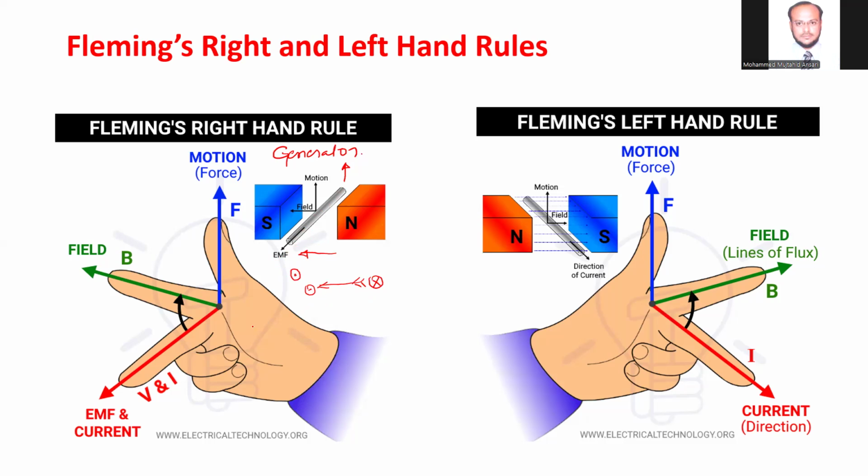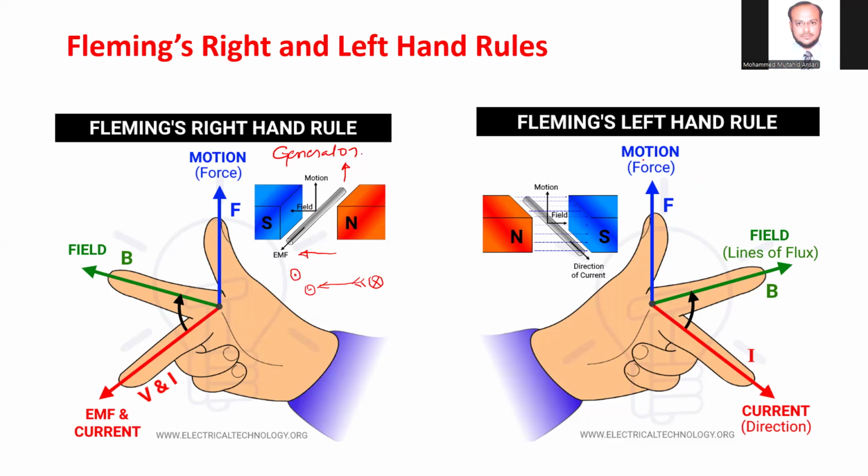So Fleming's right hand rule says that if we stretch our fingers mutually 90° to each other in such a way that the first finger shows the direction of magnetic flux, the thumb shows the direction of motion of the conductor, which is externally applied to the conductor, then the second finger shows the direction of current or direction of EMF induced.